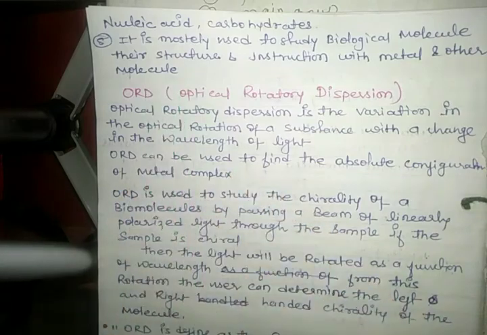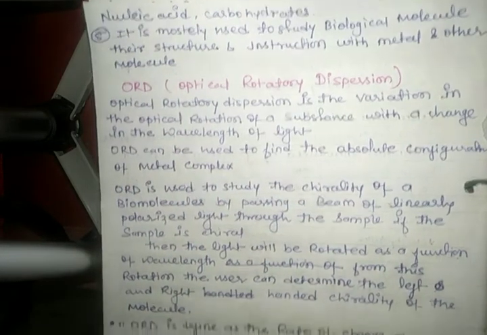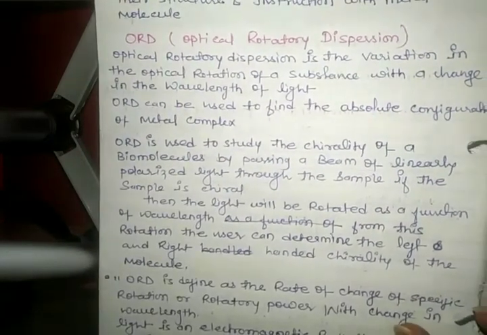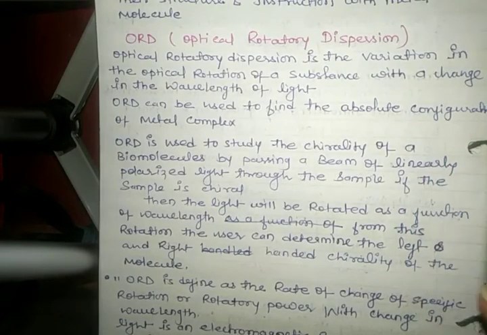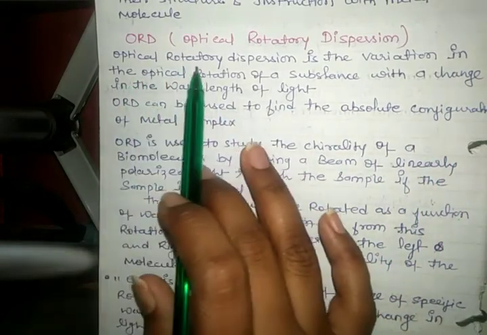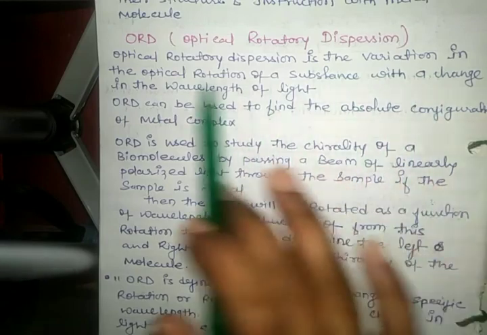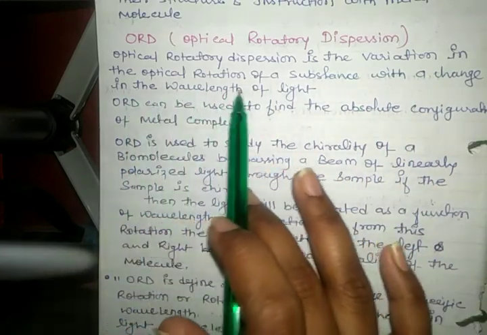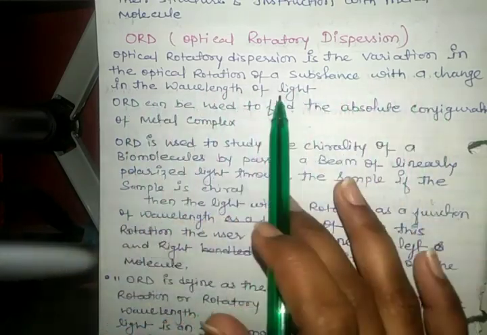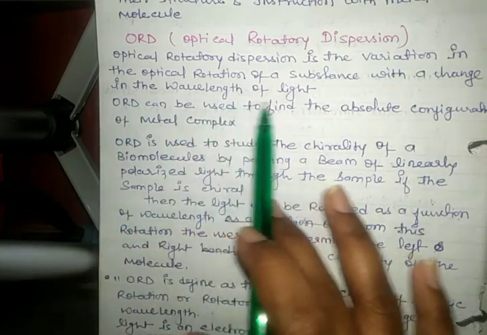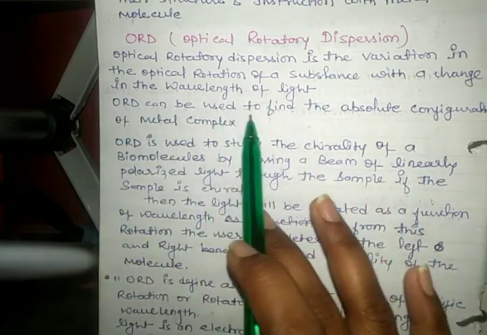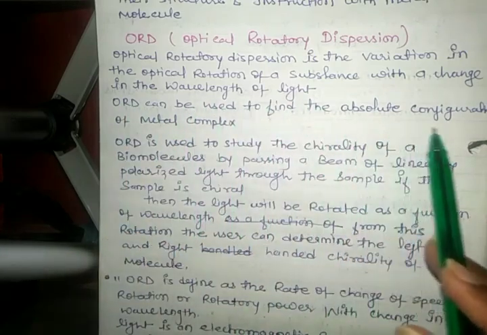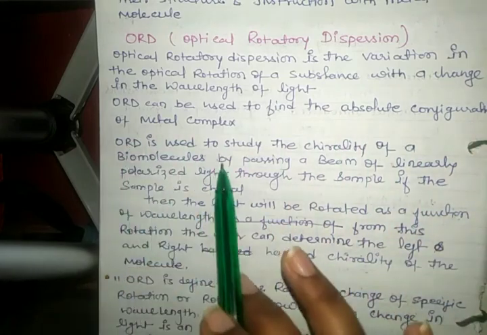other molecules. Next, we see another topic, which is ORD or optical rotatory dispersion. Optical rotatory dispersion is the variation in the optical rotation of a substance with a change in the wavelength of light. ORD can be used to find the absolute configuration of metal complexes.